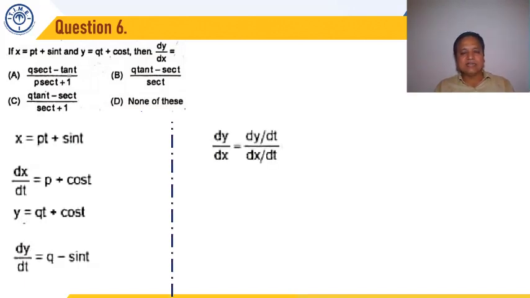Now, can we say dy upon dx, which we are supposed to find, is nothing but dy upon dt whole upon dx upon dt. We know the value of dy by dt. We know the value of dx by dt. We just substitute the required values. So dy by dt is q minus sin t, we put in the numerator. And dx by dt is p plus cos t, we put in the denominator.